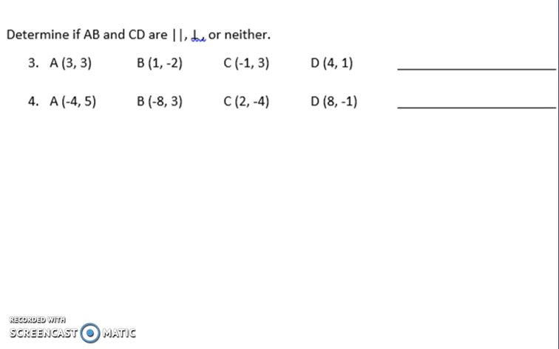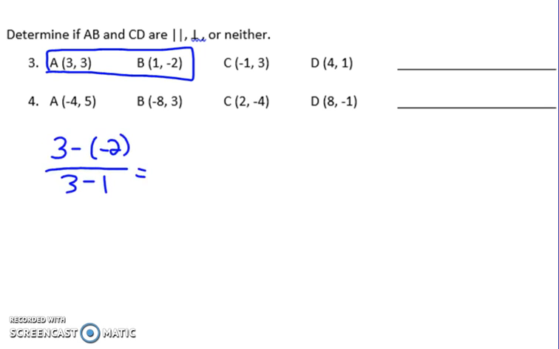Now, we want to determine if AB and CD are parallel, perpendicular, or neither. Now, when we say AB, that means I need to use those 2 points together and find their slope. So if I do that, however you choose, you can graph it, you can use a table, you can use slope formula. I'm going to do 3 minus negative 2 over 3 minus 1, which becomes 5 over 2.